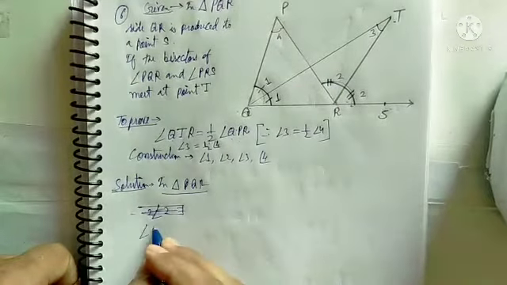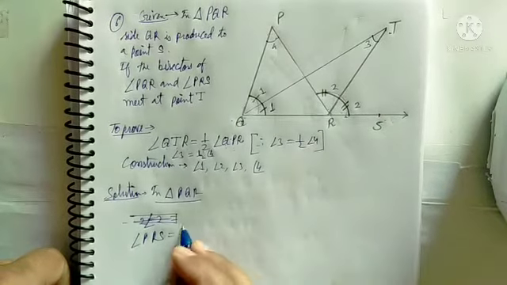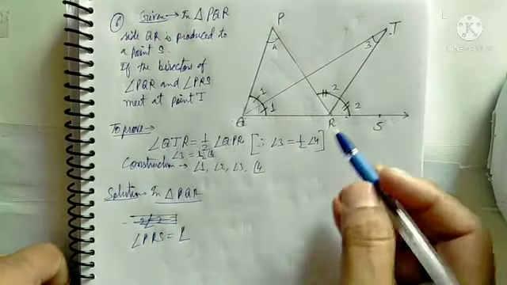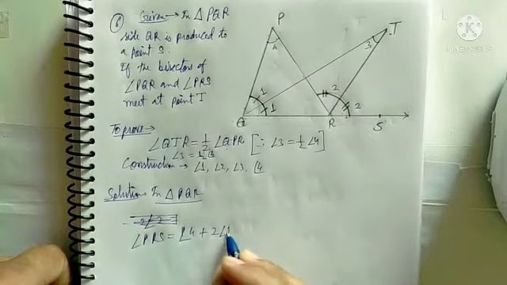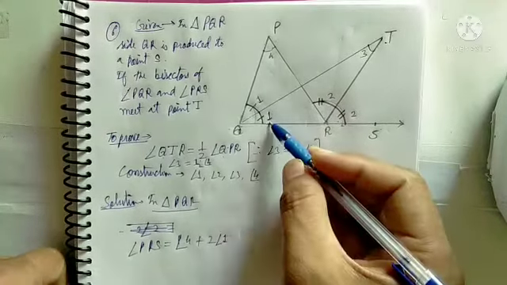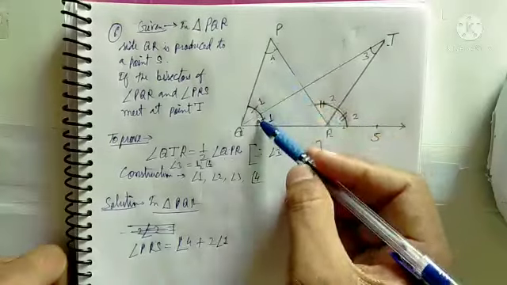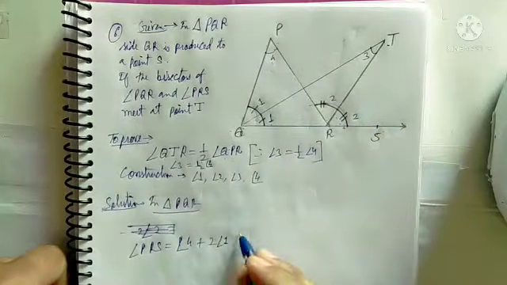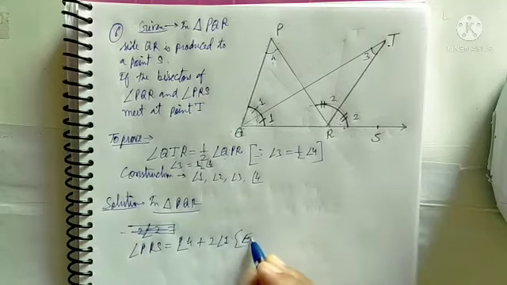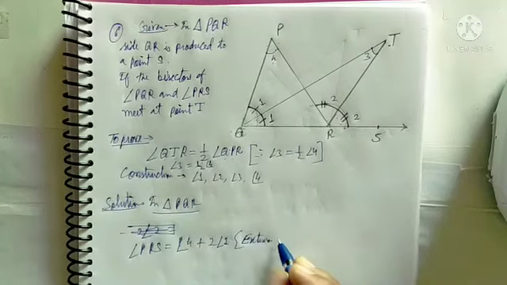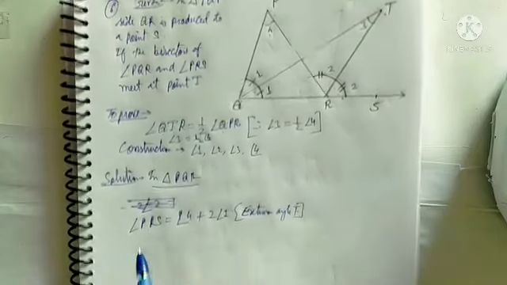Angle PRS is equal to angle 4 plus twice of angle 1. Why have I written angle 1 plus angle 1? Twice of angle 1. The exterior angle of a triangle is equal to the sum of the two opposite interior angles. By that theorem, the reason is written here: exterior angle theorem. In short way I have written.